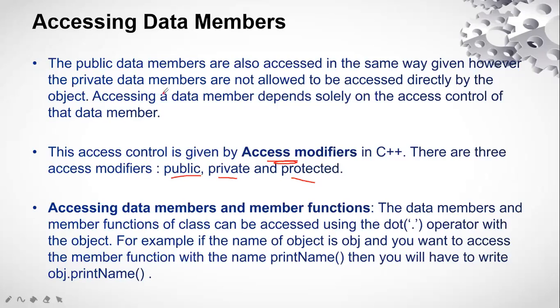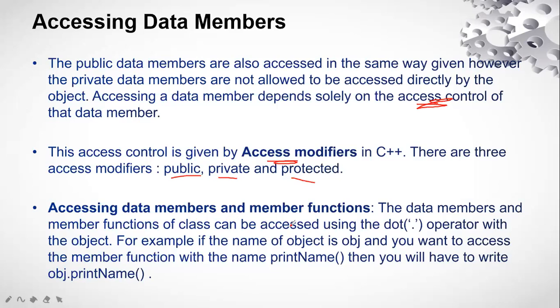However, the private data members are not allowed to be accessed directly by the object. Accessing a data member depends solely on the access control of the data member. Whatever access control is given to the data member defines how it is going to be used, that is private, public, or protected.